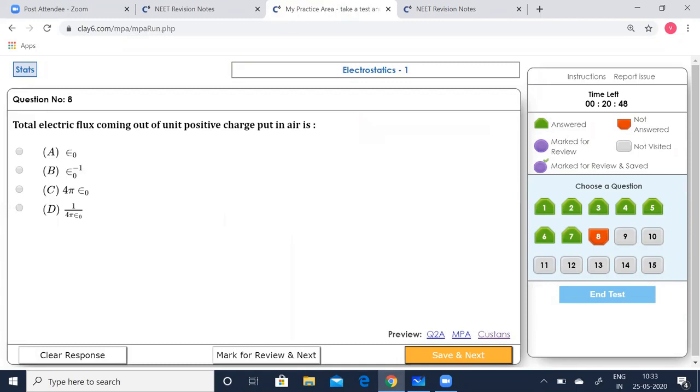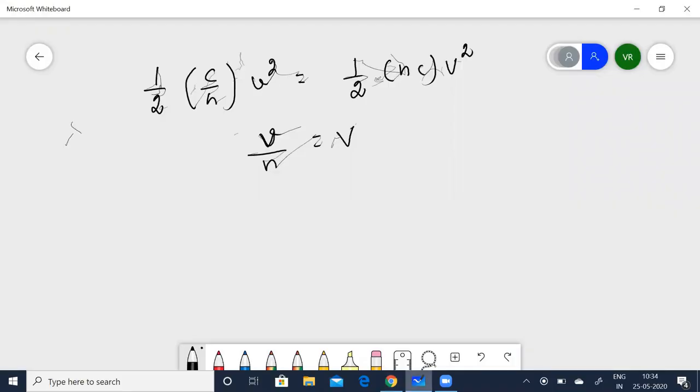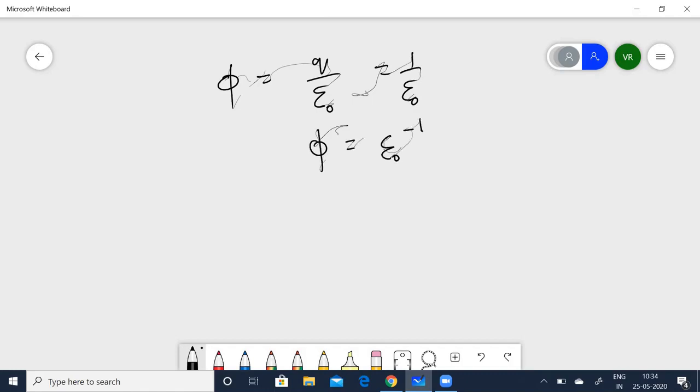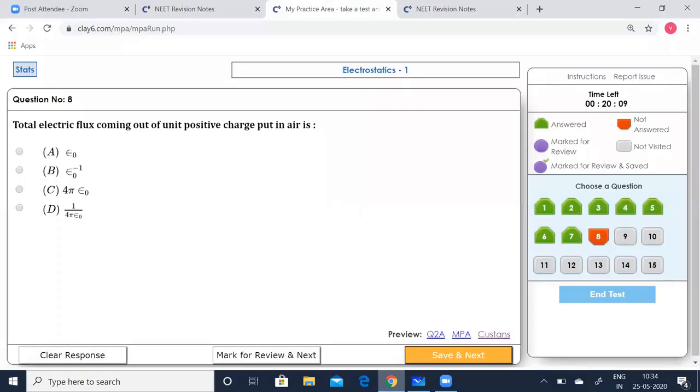Total electric flux coming out of a unit positive charge put in air is epsilon 0 to the power of minus 1, 4 pi epsilon 0, or 1 by 4 pi epsilon 0. Let's see which option is correct. By Gauss's law, phi is equal to Q by epsilon 0, and since it's a unit charge, it is 1 by epsilon 0. In other words, phi is equal to epsilon 0 to the power of minus 1. B option is correct.